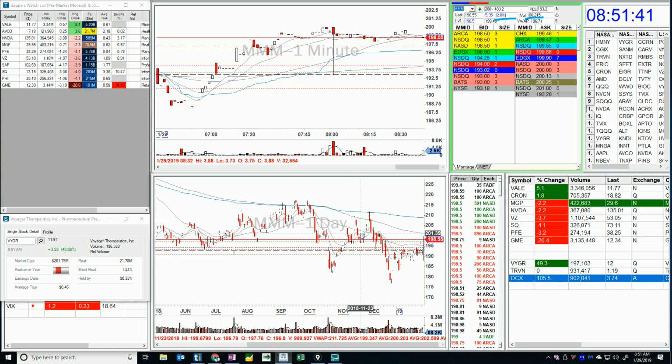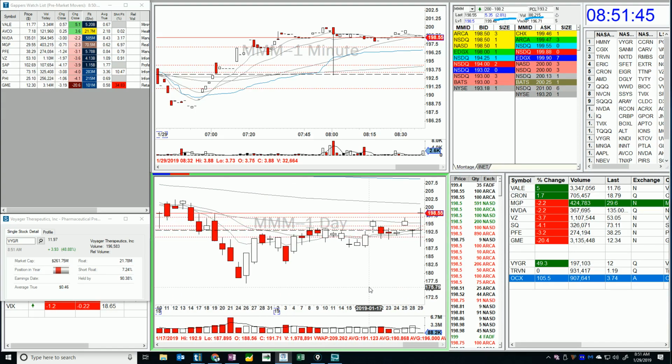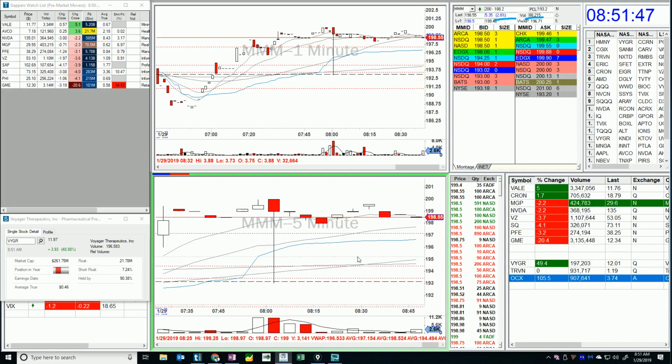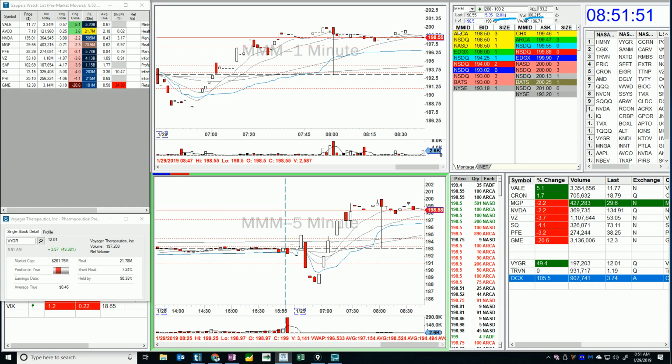MMM. This one is up 2.8, but it needs the volume. Doesn't have a great pre-market action. It needs more volume to be in play for the open at least.